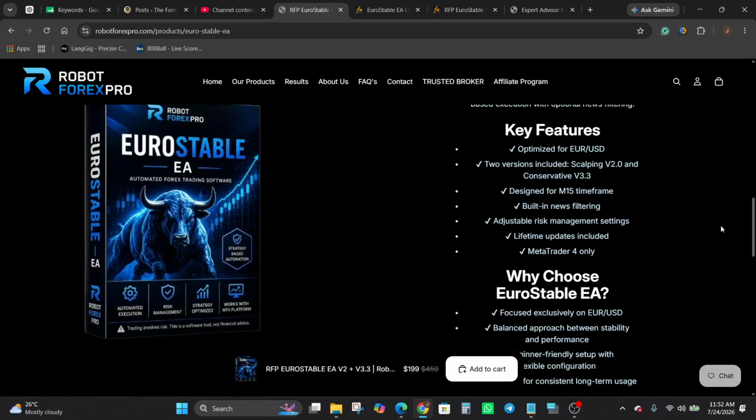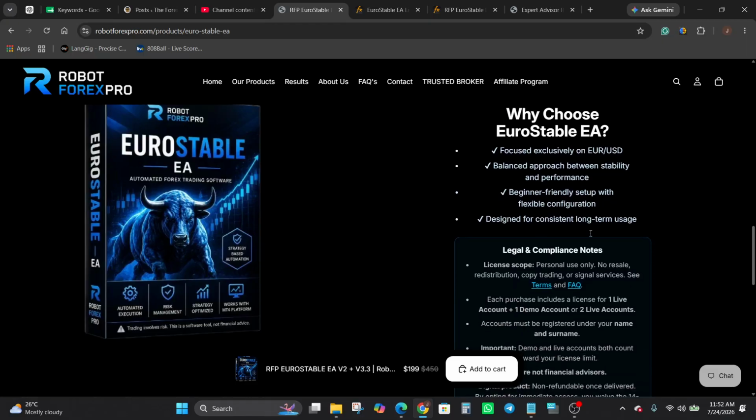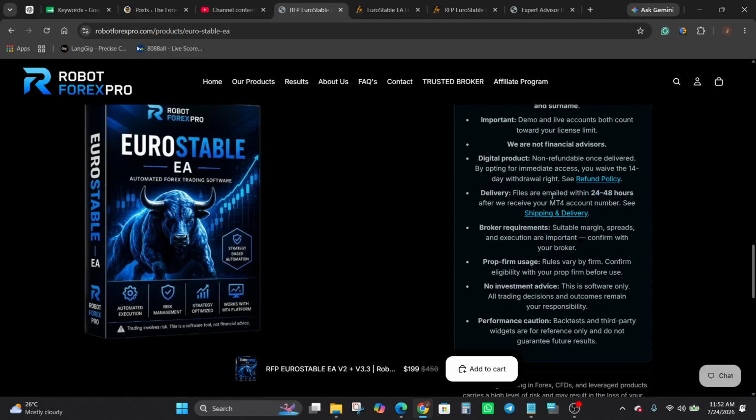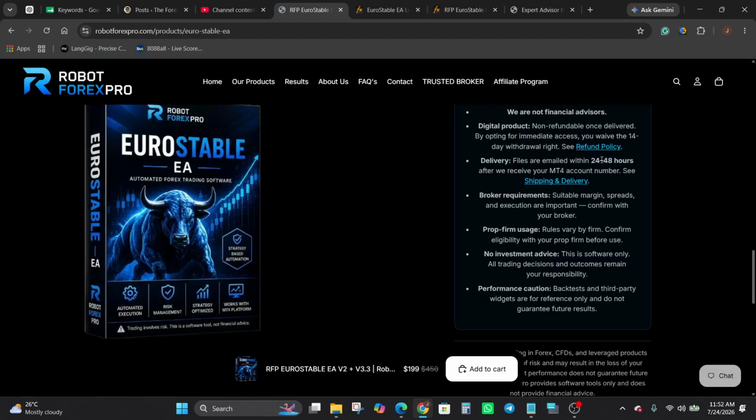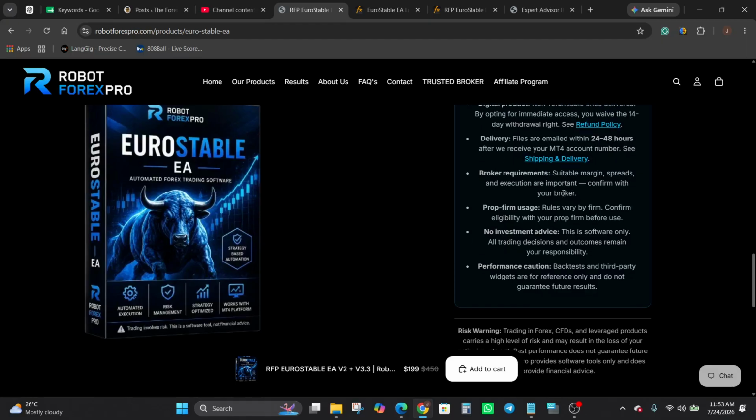This one is licensed for personal use only, and it is non-transferable, delivered by email after you send your MT4 account number. This is a digital product, non-refundable once delivered. By opting for immediate access, you waive the 14-day withdrawal right. They have a refund policy. As for delivery, the files are emailed within 24 to 48 hours after they receive your MT4 account number.